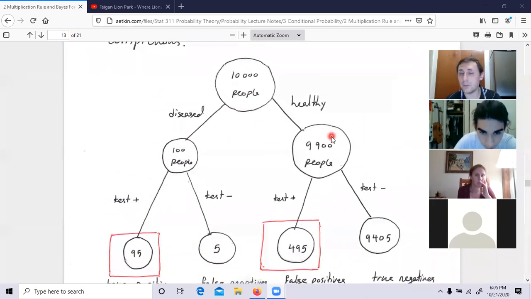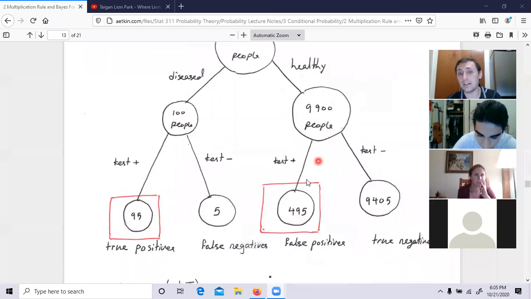Now, from the healthy population in this decision tree, we have that 495 will be identified as false positives because the test will identify incorrectly 5%. So if you take 5% of this number, you will get 495. Good. And the rest will be identified correctly as negative. So those are the true negatives. Now, what is my restricted sample space? My test came out positive, so if I'm one of this population, I either belong in this region or in that region, because this is the test positive people. Do you agree? I'm either among the 495 healthy or the 95 unhealthy individuals.